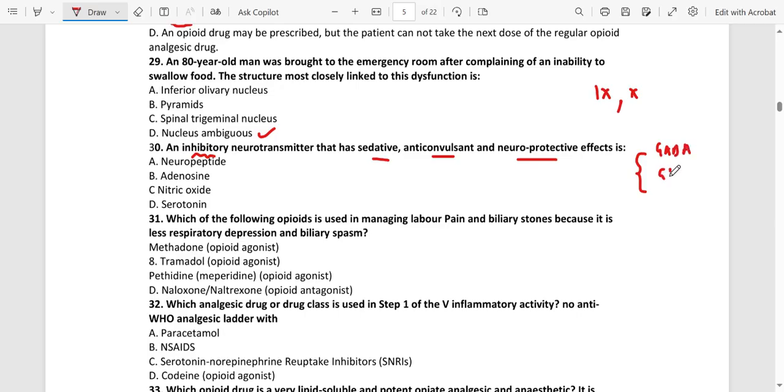Yes. GABA, glycine, and which one? Substance P. Substance P really will not classify it really as an inhibitor, but adenosine. Okay, adenosine. So amongst these three, it's only adenosine that's there. So it becomes the answer.